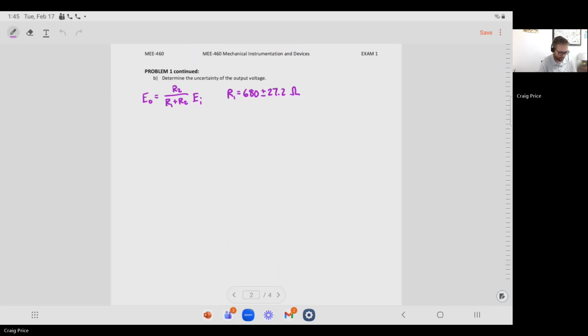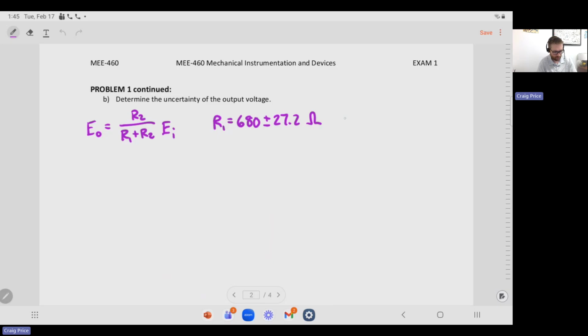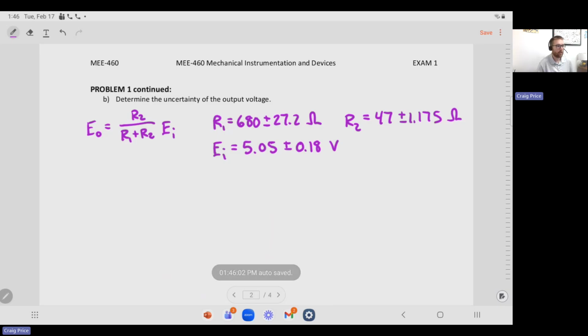And then R2 also has some uncertainty, so it's 47 plus or minus 1.175. That is ohms. But a lot of people forgot about this. E in from the problem also said it had a little bit of uncertainty. So that is 5.05 plus or minus 0.18 volts. And what kind of problem is this? That's right, it's a multivariable problem.